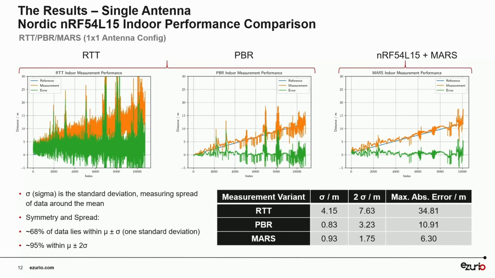You've got the data plots on the left for the round trip time, then the phase-based ranging data, and then how that's been cleaned, for want of a better way, by adding the signal processing of the Metirionic Mars software over the top of it. And really it all comes down to the sigma, the difference of the symmetry and the spread, and really these are the core values to look at. So sub 1 meter of accuracy is what we're getting once we've taken all of that data set and cleaned it through the signal processing algorithms from Mars.